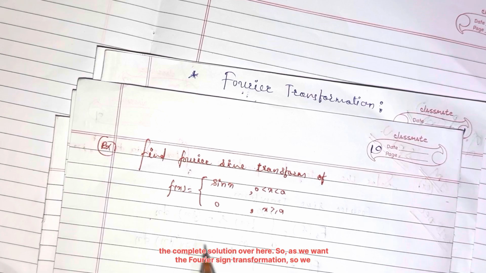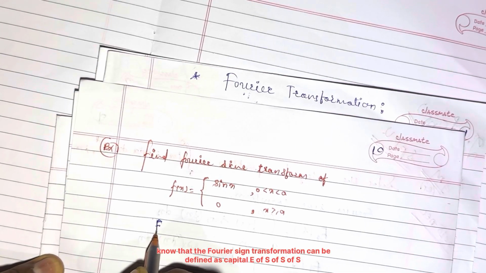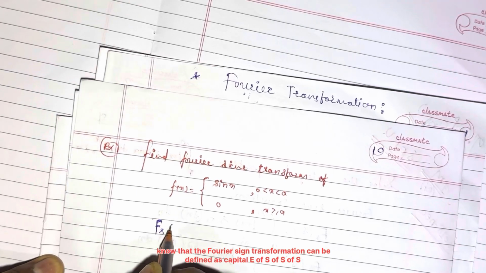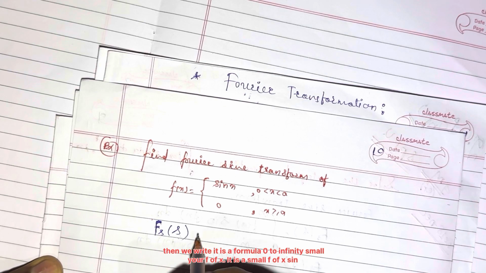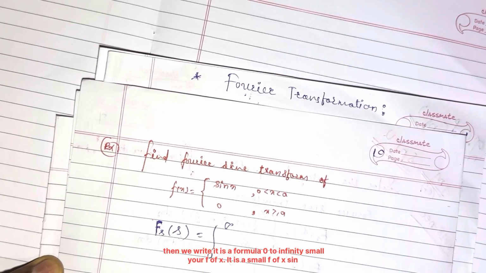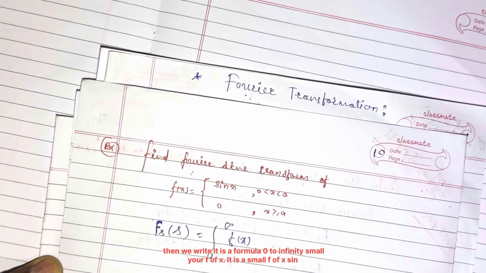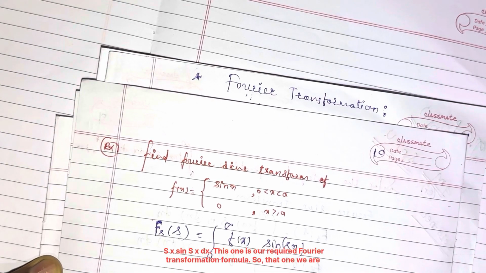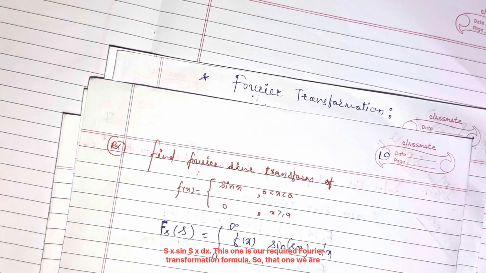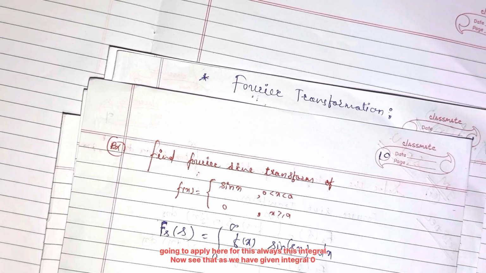As we want the Fourier sine transformation, we know that it can be defined as capital F_S of s, and we write its formula: integral from 0 to infinity of small f of x sine sx dx. This is our required Fourier transformation formula, and we are going to apply it here to solve this integral.